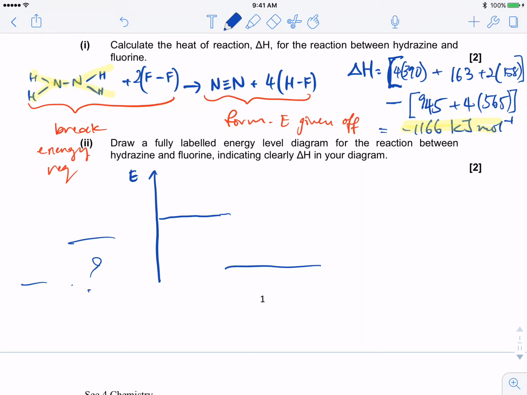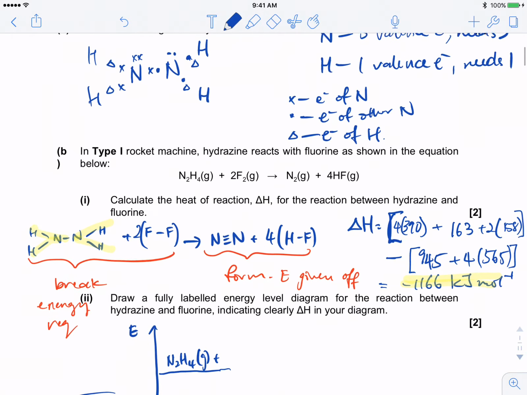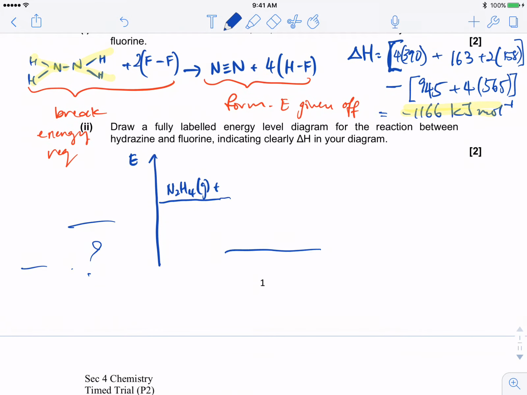Okay, so let's just write down what the reactants are. N2H4 gas plus 2F2. This will give us N2 plus 4HF. Okay, always remember to label the delta H with the sign.